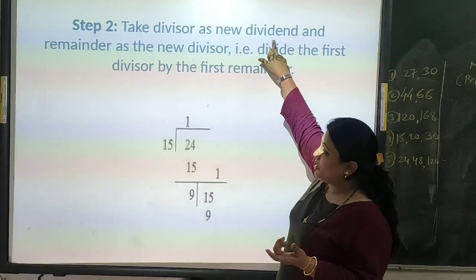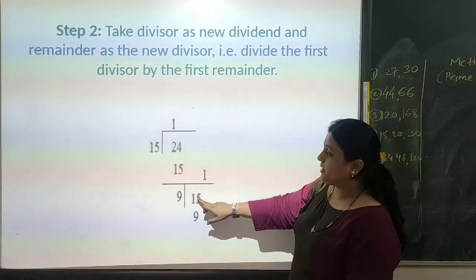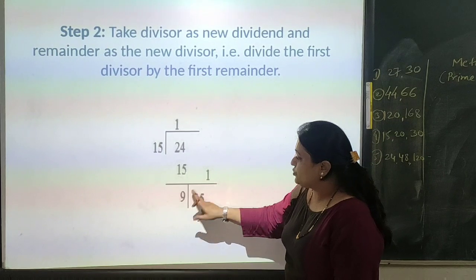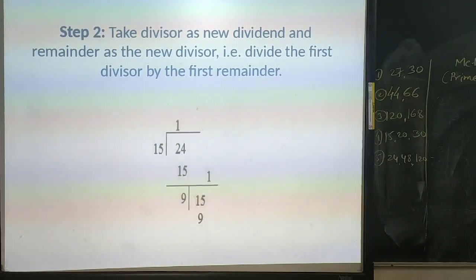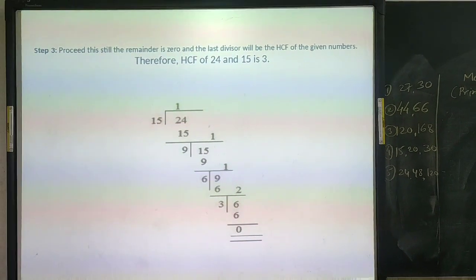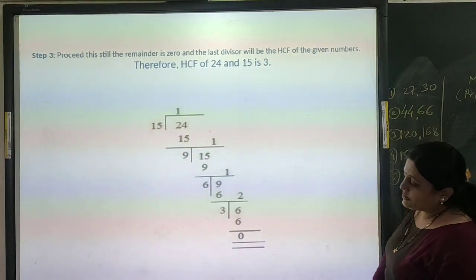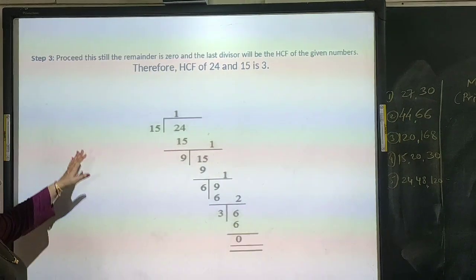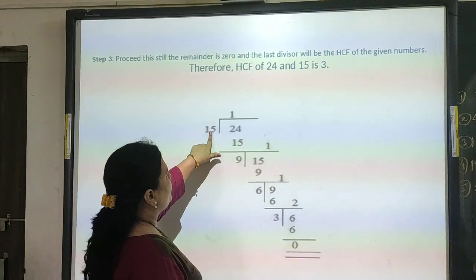So our divisor was 15, so it will become the new dividend, and this 9 we have to divide again. So 9 ones are 9. So what is the answer? 15 minus 9, the answer is 6. So like this we have to continue, and until we get the remainder 0, we have to continue with the division. Now see, 24 is the biggest number, divided by 15.